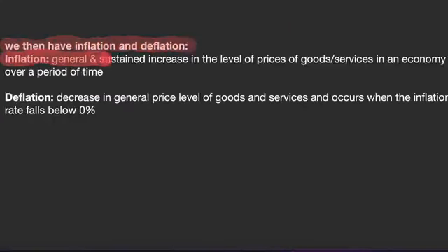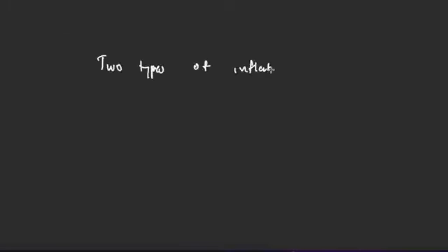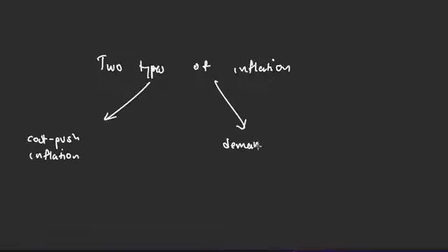Inflation is the general and sustained increase in the level of prices of goods and services in an economy over a period of time, while deflation is the decrease in the general price level of goods and services and occurs when the inflation rate falls below 0%. We have two types of inflation, cost push inflation and demand pull inflation.